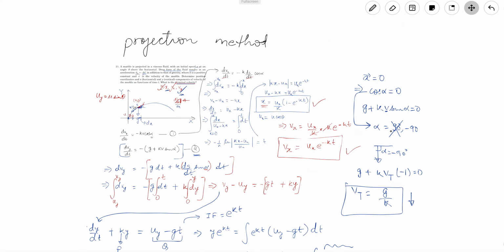If you have any question, you can comment below. I will be happy to assist you. I hope you enjoyed this problem. This is a beautiful problem, and in fact it is really a tricky one, tricky in the sense that the projection method was involved.